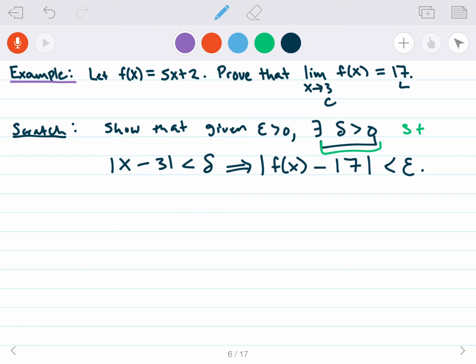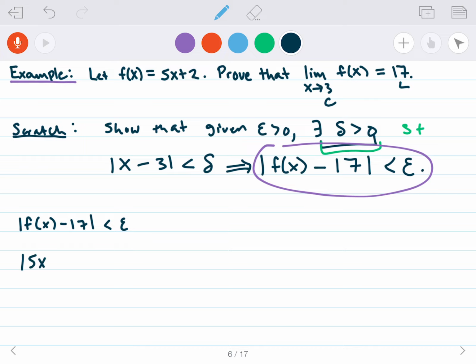Just like with the limits of sequences, you want to start backwards from here to figure out what your delta needs to be. That's what we did to figure out what our capital N needed to be. It's the same kind of idea here. So this is still scratch work. |f(x) - 17| < epsilon. Now, f(x) is 5x + 2, so let's plug it in: |5x + 2 - 17| < epsilon.